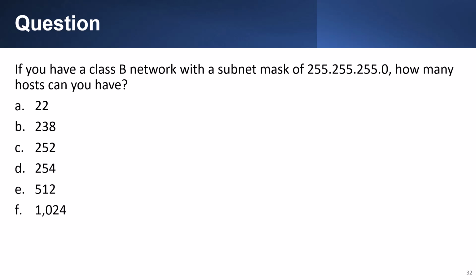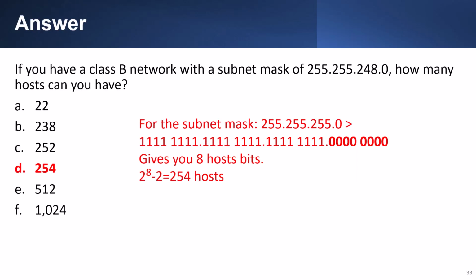Question: you have a Class B network with a subnet mask of 255.255.255.0. How many hosts can you have? Answer, 254. Here we have 8 bits for hosts. We normally have 2 to the 8th power or 256 combinations, but for hosts, we cannot have all zeros or all ones, which means we have to subtract the 2, giving us 254 hosts.